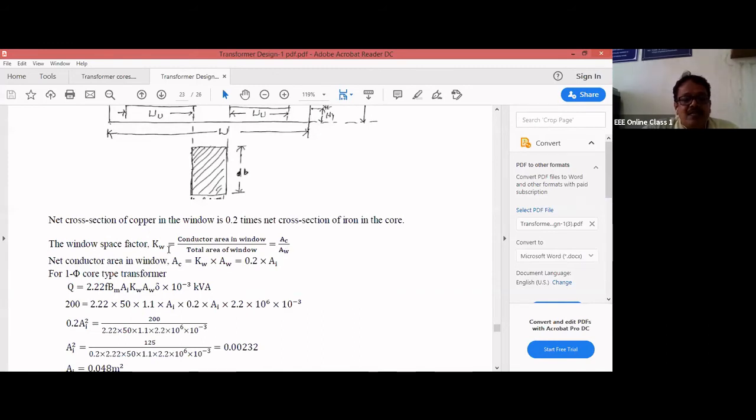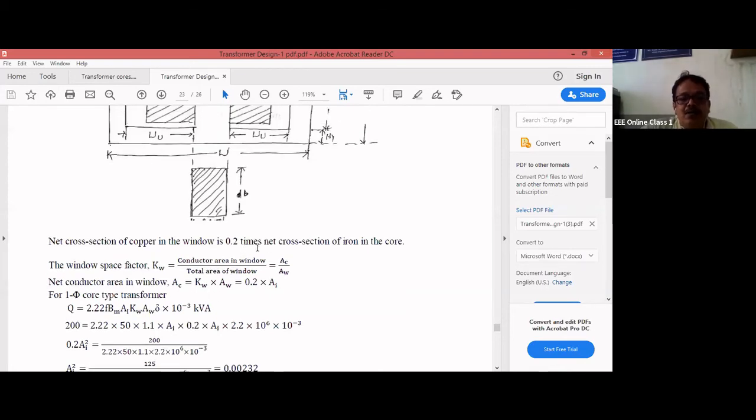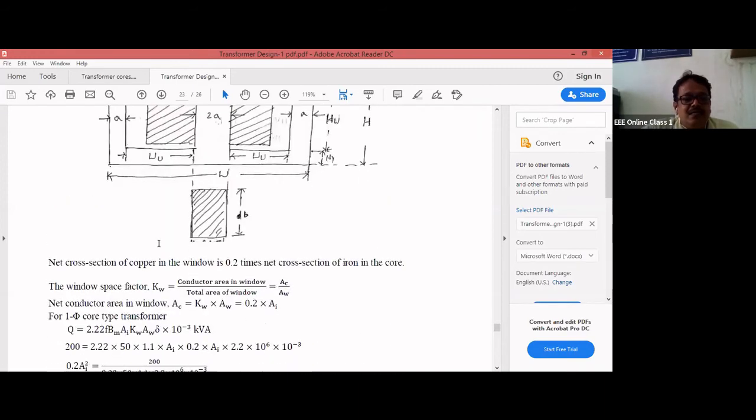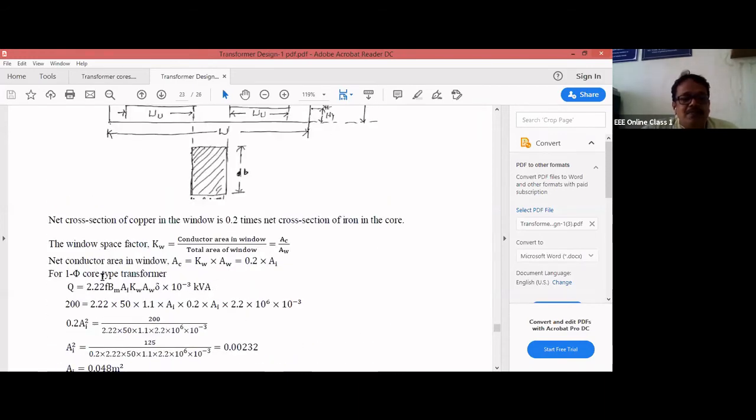The window space factor Kw is the conductor area in the window divided by the total area in the window. So net conductor area in the window Ac is equal to Kw into Aw, which is 0.2 times the net cross section of the iron in the core, so 0.2 into Ai. Q is equal to, you take a single phase shell type, I'll change it here, this is a shell type transformer, Q is equal to 2.22 f Bm Δ Ac... that is, Q = 2.22 f Bm δ Kw Aw. This is nothing but the output equation.